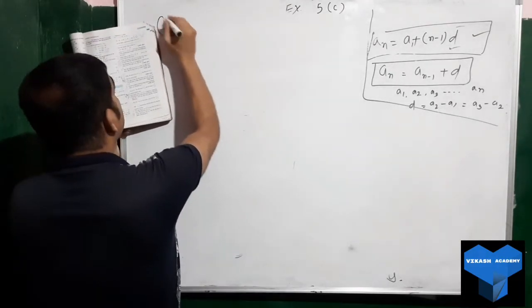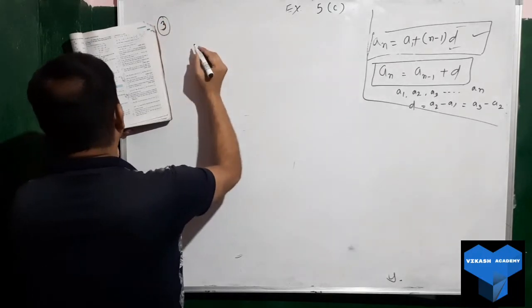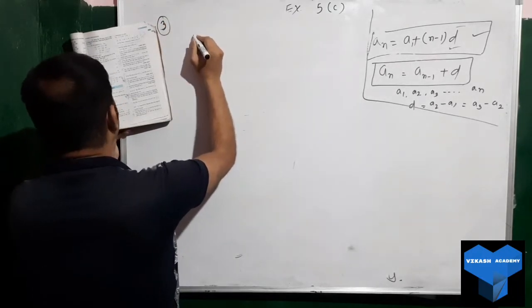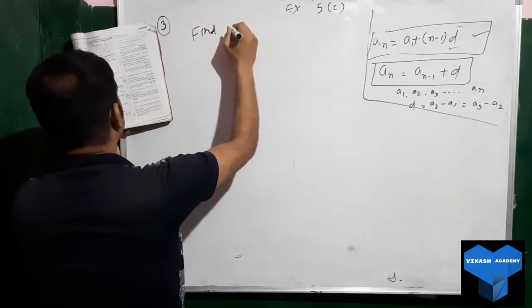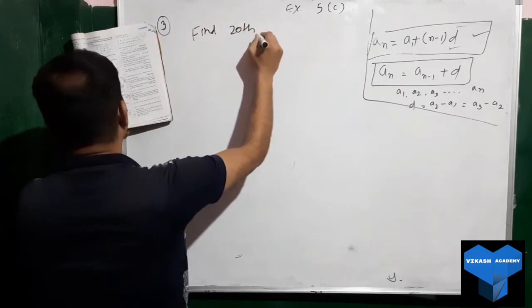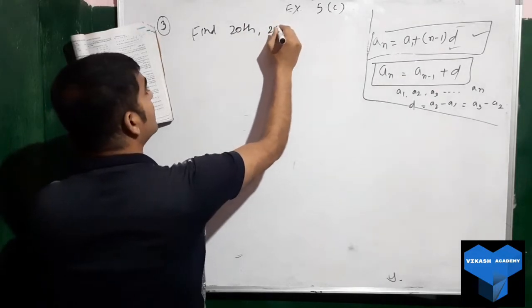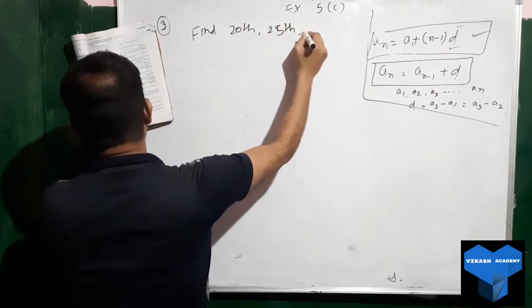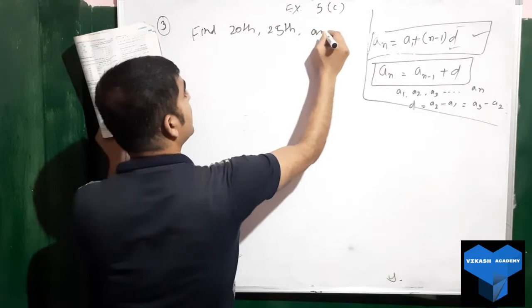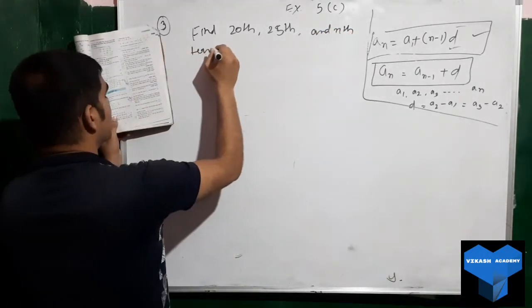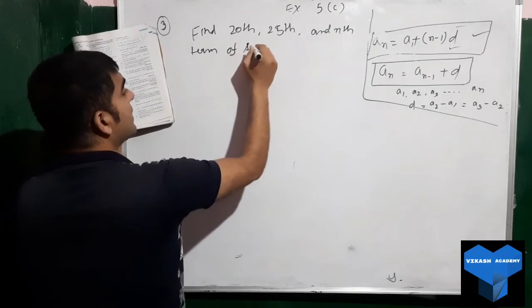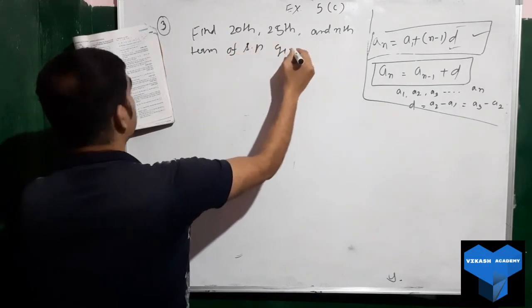So question number 3 we will write down. Now question number 3 we have here. We have to find the 28th term, then the 25th term, and the nth term of the AP given by.